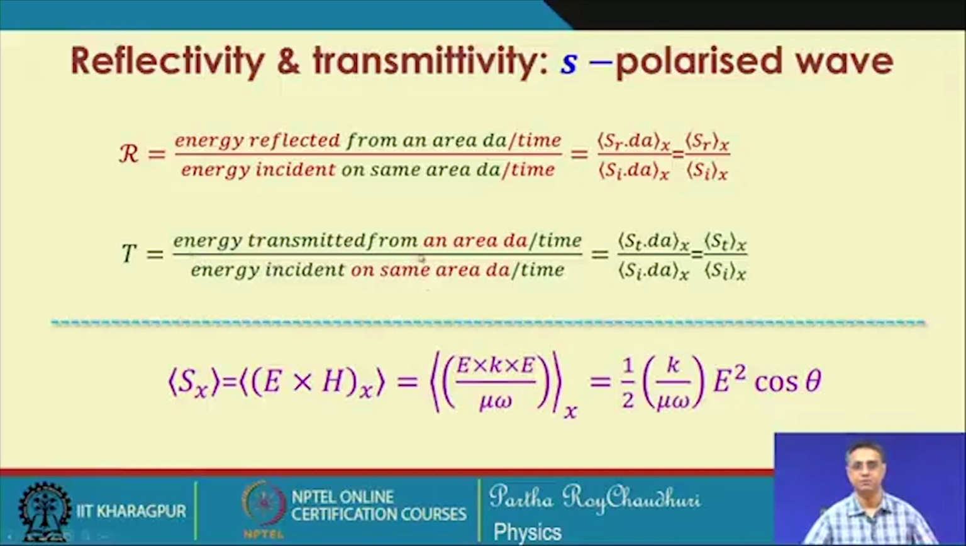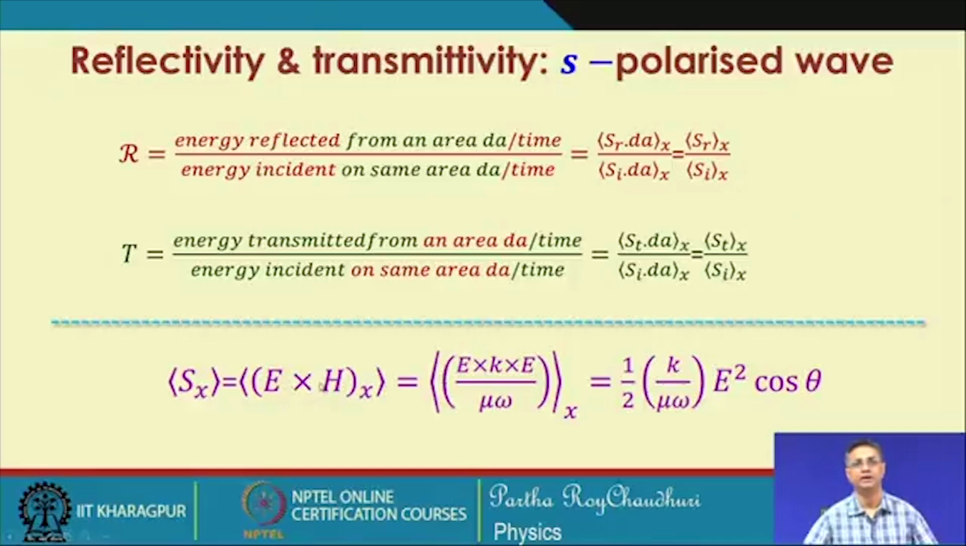that is, the energy transmitted from an infinitesimal elementary area per unit time, divided by the energy incident on the same elementary area dA per unit time. So, that again gives you this Poynting vector ratio relationship for the x component for the transmitted wave, and we know this S x, writing exclusively in terms of the electric and magnetic field vectors, which are already known to us by now for the S and p polarized cases individually, for all the components. So, we can easily evaluate this expression.